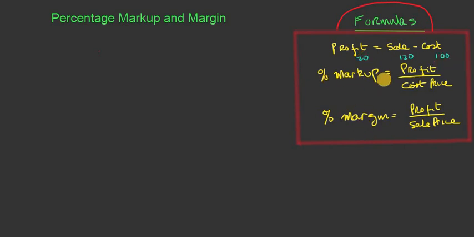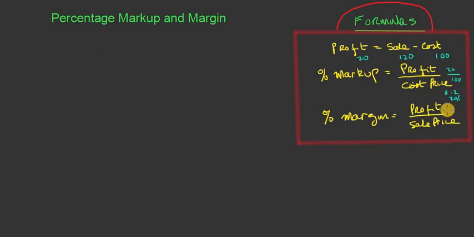Percentage markup. The markup is equal to the profit, which would be this €20, divided by the cost price. In this case, it would be 100. That will give you a decimal, and then you turn your decimal into a percentage. In our case, the profit is 20, the cost price was 100, so that's equal to 0.2, and that's equal to 20%. To turn the 0.2 into a percentage, you multiply it by 100.